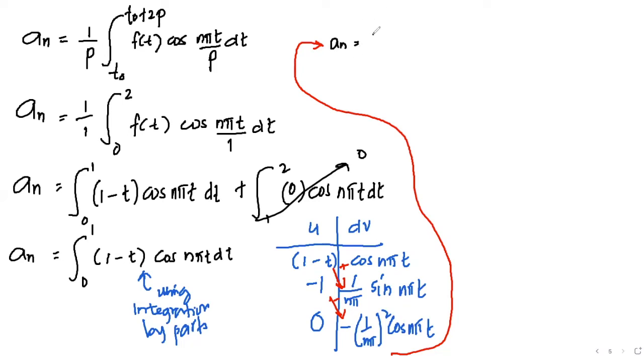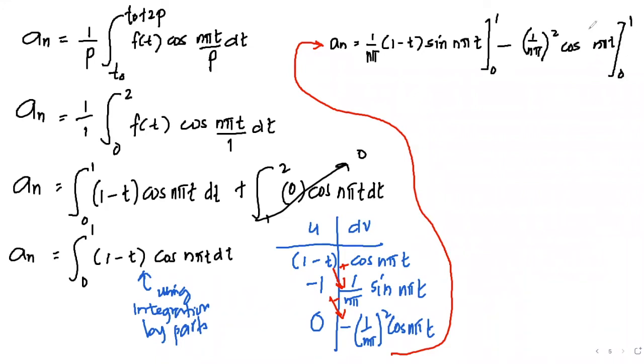We have a sub n equal to 1 over n pi times the quantity 1 minus t, sine of n pi t, minus minus times negative. So you have minus the quantity 1 over n pi squared times cosine of n pi t with limits from 0 to 1. The next step is to apply the limits. Upper limit first. So 1 minus 1, our first term therefore is 0.